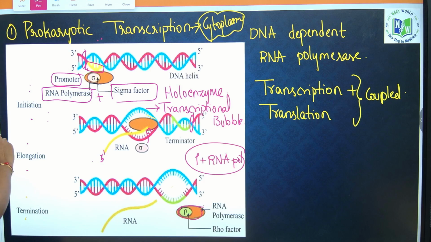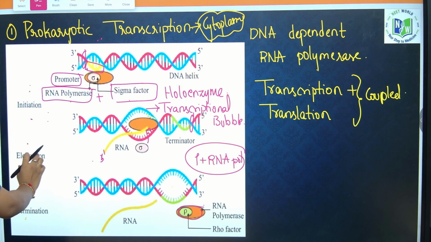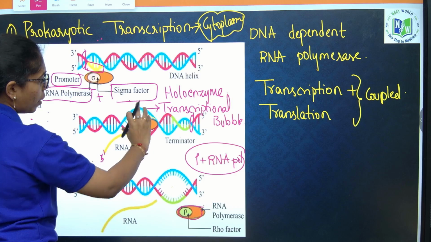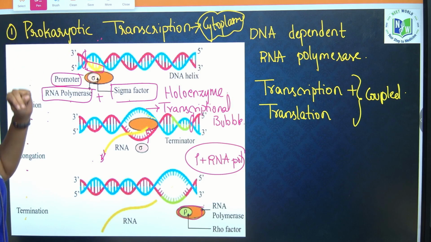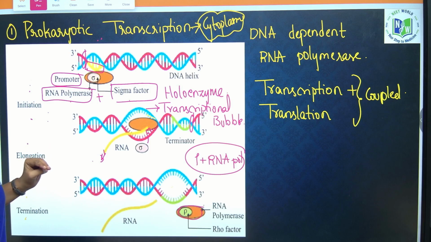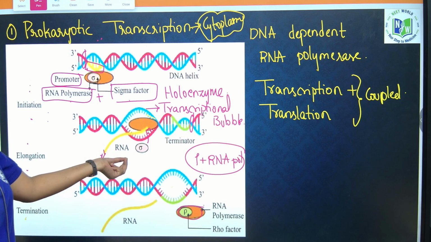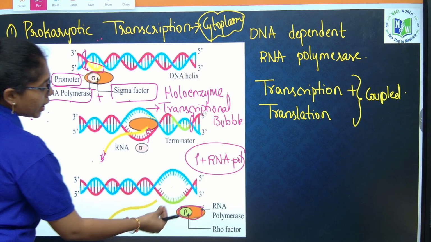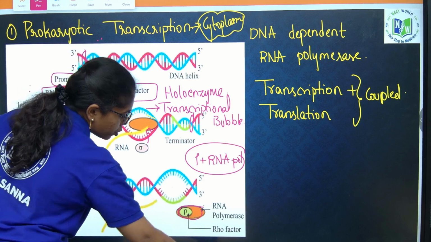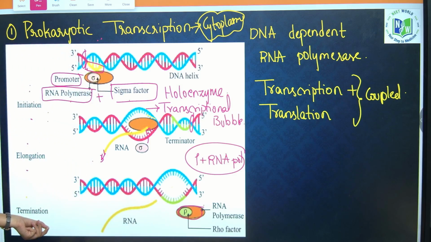One, initiation step: RNA polymerase is binding with sigma factor in the promoter region. In the elongation step, as a result, transcription bubble is formed and mRNA synthesis happens from 5 prime to 3 prime direction, and mRNA is complementary to the template strand of the DNA, and it is similar to the coding strand, except in the place of thymine in mRNA uracil will be present. Third is termination, wherein RNA polymerase along with Rho factor is pulled down into the cytoplasm and the free mRNA is released into the cytoplasm. This is all about prokaryotic transcription.